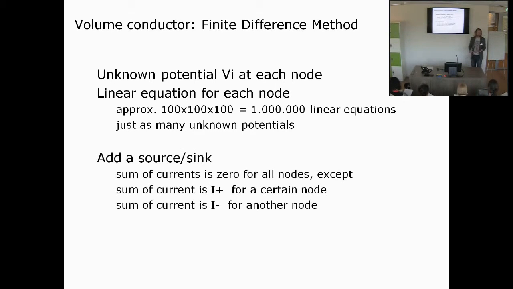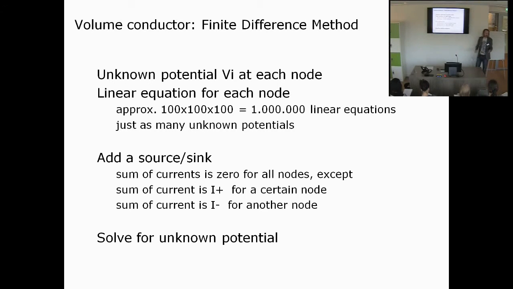So this is just for the passive conductive properties of the tissue. What we then do is we say, okay, the sum of the currents is 0 for all the nodes except for one node where we allow some current to be generated, and for another node where we allow that current to be drawn out of the network. So we specify the current like a positive current for one node and a negative current for another node. And what we then do is we solve for the unknown potential. So this is very simple. This is something that you could do with your high school understanding of mathematics and of physics.